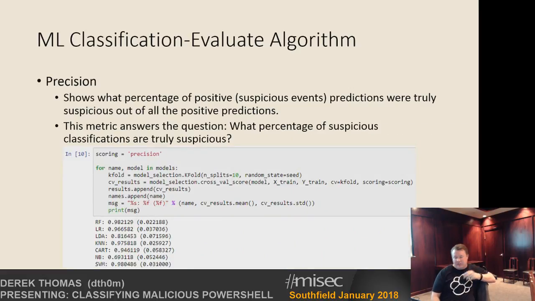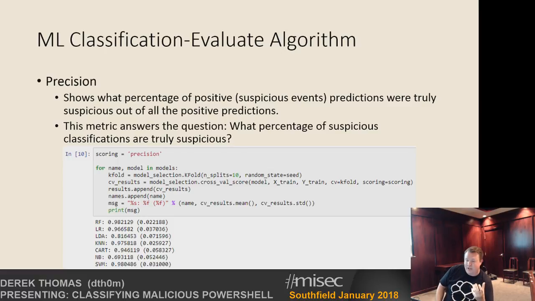So we're going to talk about precision. Here I use a different scoring measure called precision. We're going to do the same process, average it across all the data, and come up with the precision. What precision shows is the percentage of positive, suspicious predictions that we got right, that were truly suspicious, out of all the predictions. So every time we made a guess, how accurate was that guess?